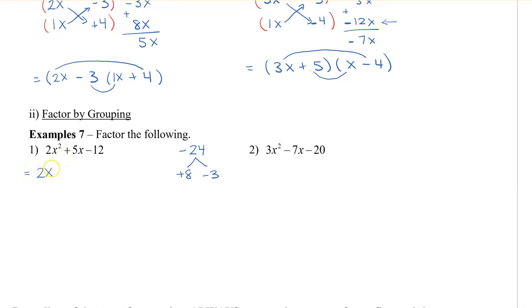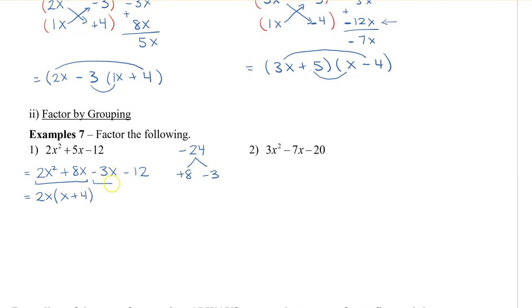All right, so what I do is instead of writing 5x, I'm now going to split it up into these two numbers that add up to 5. So that'll be plus 8x minus 3x, and then my constant at the very end is minus 12. Okay, so then what I do is I'm going to factor from the first two terms. So 2x squared plus 8x, I can factor out a 2x. And then I have x plus 4.